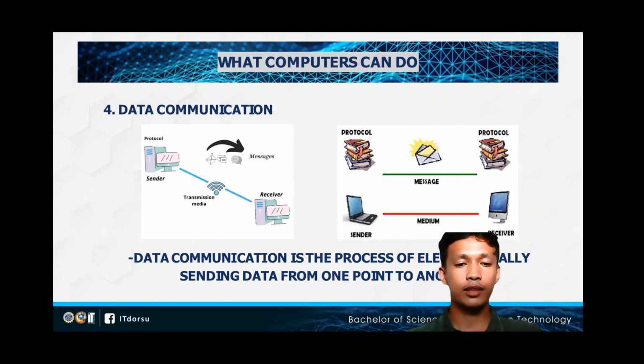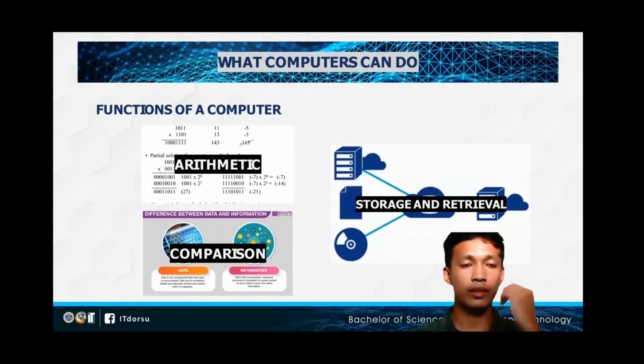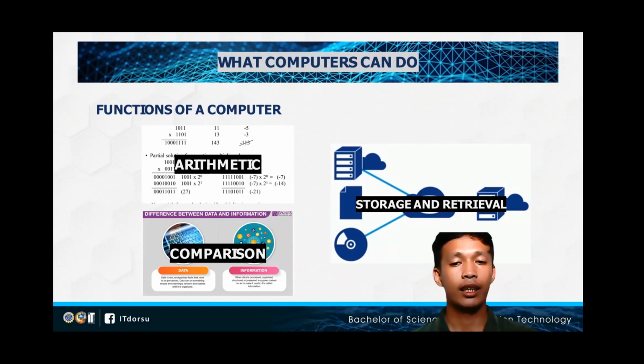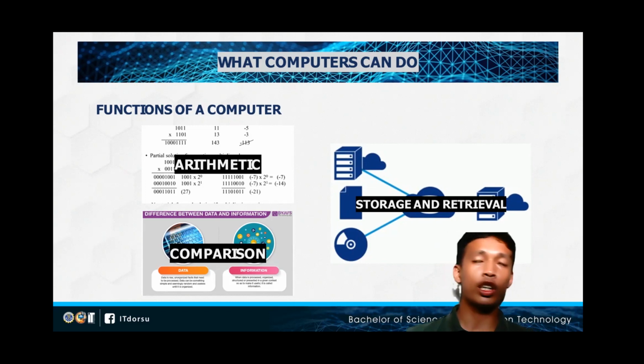So the next slide is functions of a computer. There are three types of function of a computer. The first one is the arithmetic, the second one is the comparison, and the third one is the storage and retrieval. So arithmetic, sir, as a function of computer.